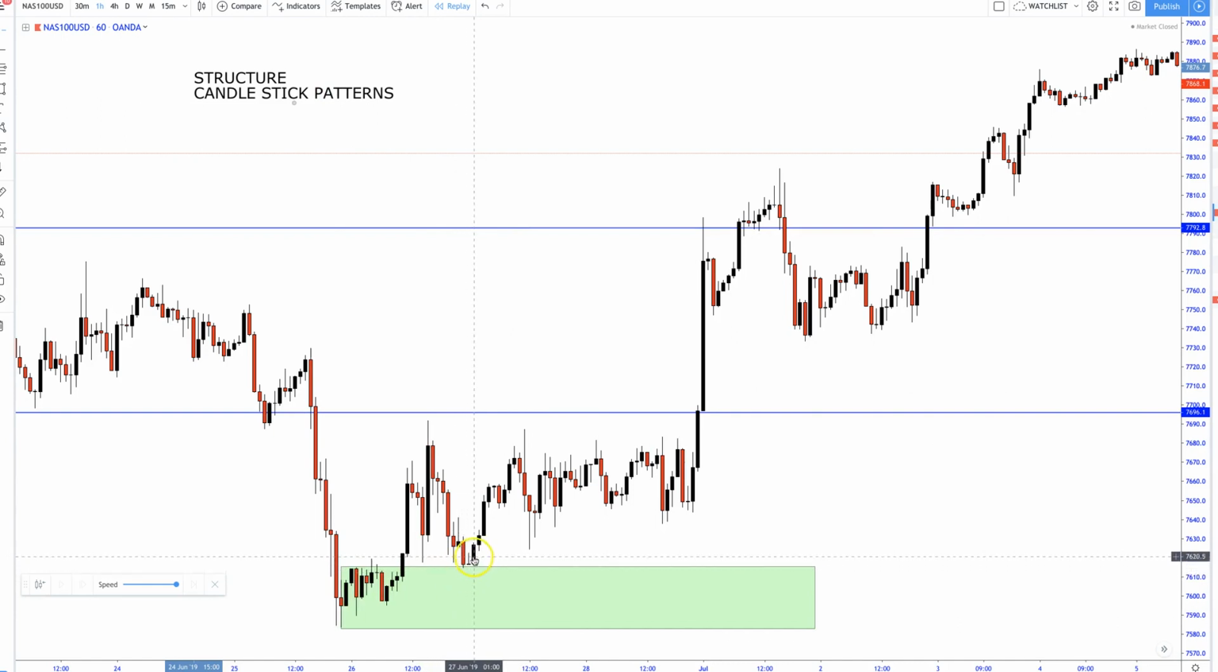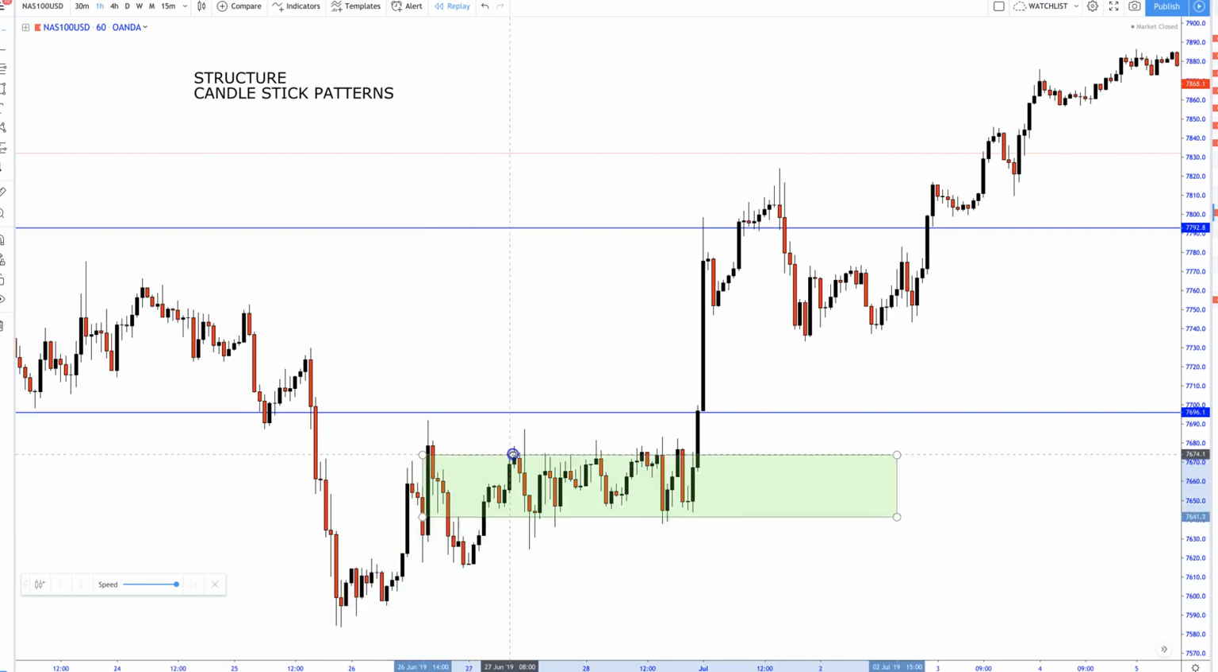Because if you could pick up on spinning tops, you know that that's a reversal sign. You pick up on morning stars, you know that's a buy. Evening stars, buy, right? So let's go back up here. We want to take this area here.